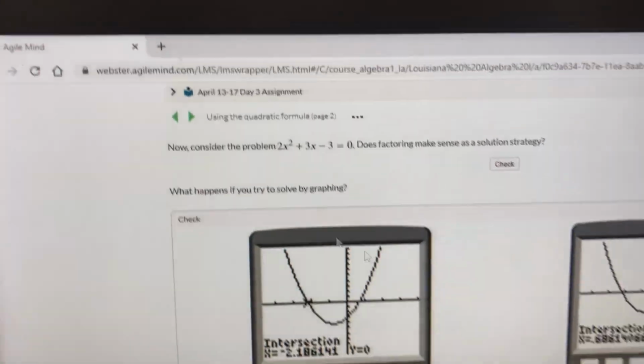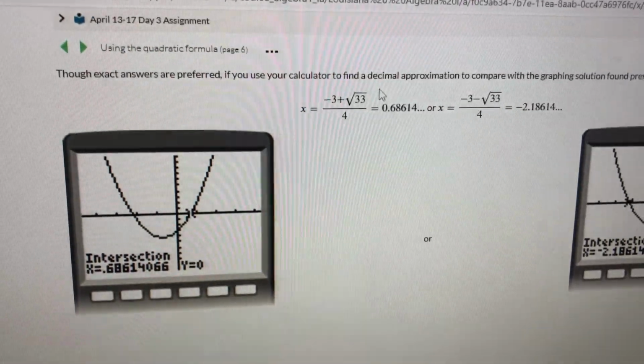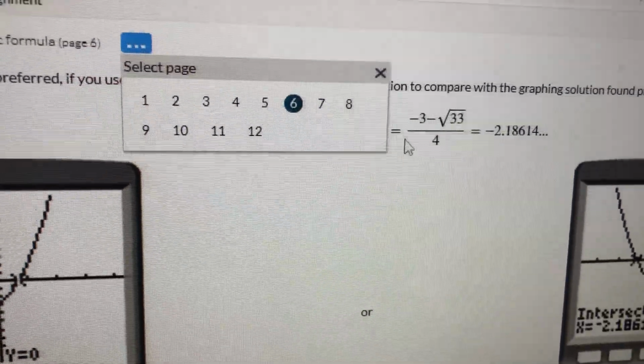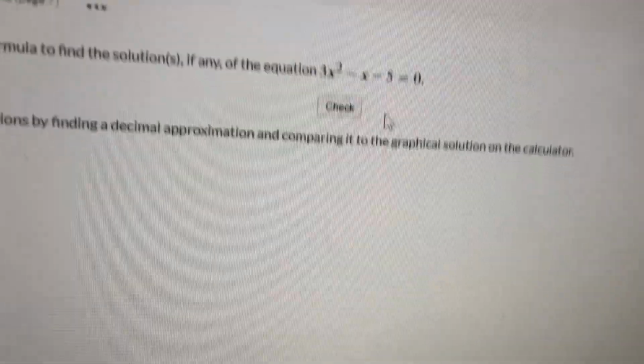So back to our assignment, back to our slides. Oh, well, there were our answers right there. Same thing that they had previously. They give you another example here. So I'm going to work through one more with you.